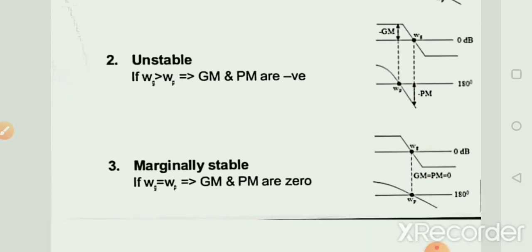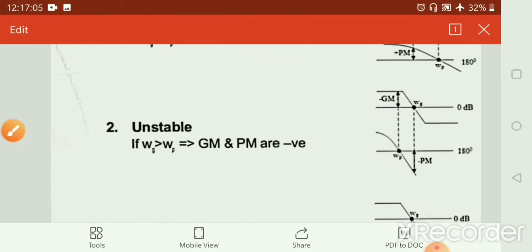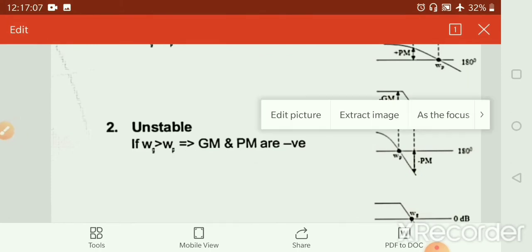And when the gain cross over frequency and phase cross over frequency are equal, then the gain margin and phase margin are also 0. This is marginally stable. Here we can say the gain cross over frequency and phase cross over frequency are equal, so we can't define the gain margin and phase margin. So this is 0. And here we can see the gain margin.